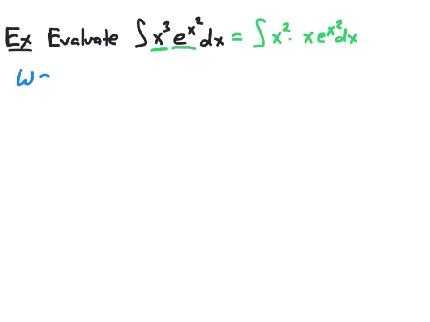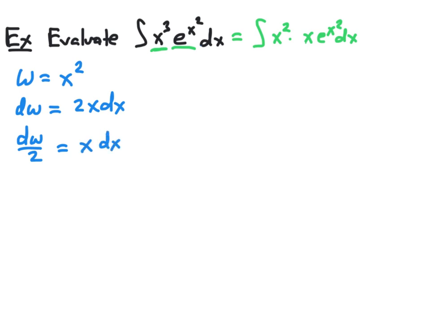We can start by letting w be the inside function x squared. And notice here I'm using w instead of u in order to reserve u for use when we do integration by parts in the second step of this example. However, once I pick w to be x squared, we know the derivative of w is going to be 2x dx. And in our integral, we do not have a constant 2. We just have x dx. So I can divide both sides of this by 2 and get dw over 2 is equal to x dx.